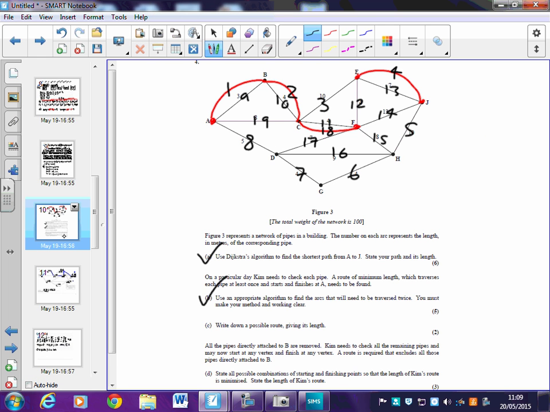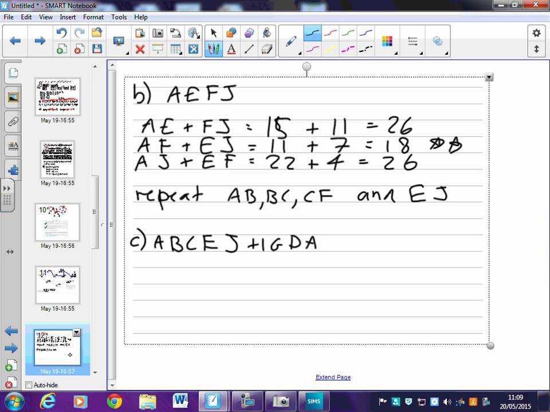Then once I'm at A, I've got 9, 10, 11, 12. So that was B, C, F, E. B, C, F, E. This is obviously a lot easier if you don't have to keep clicking in between pages, but never mind.